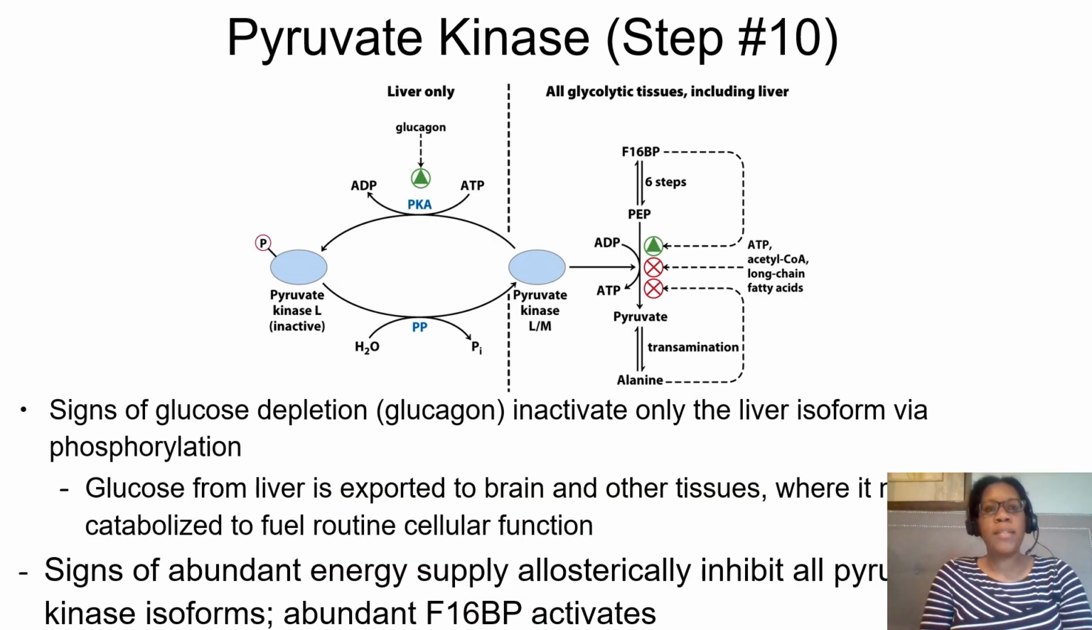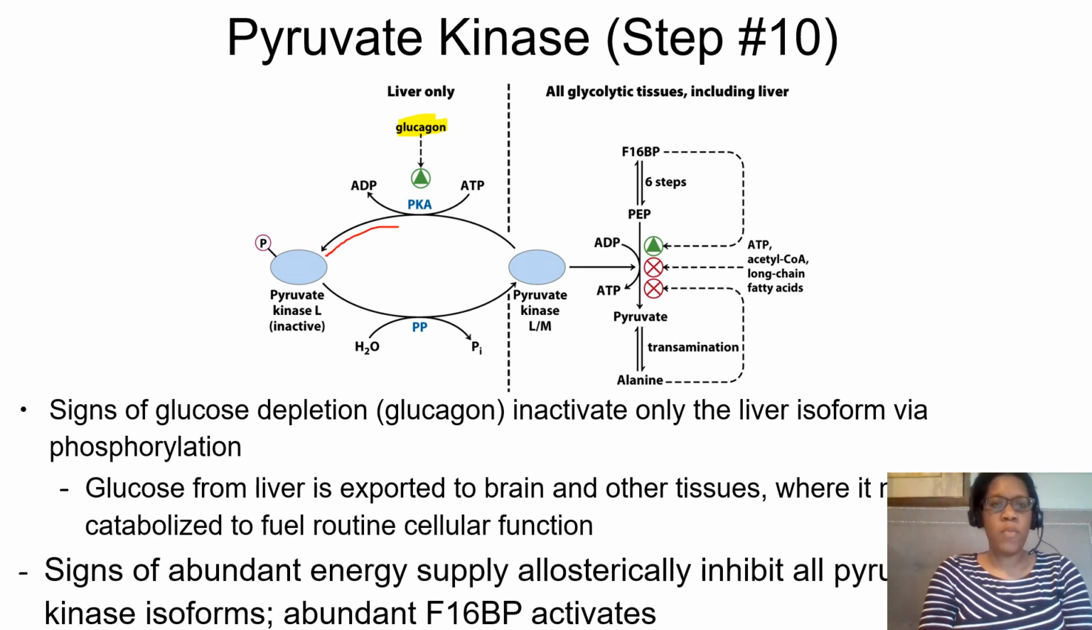Our last regulated step in glycolysis regulates pyruvate kinase. So we see here that in signs of glucose depletion, meaning there is a low concentration of glucose, our hormone glucagon gets released. So we release glucagon, and through a cascade of events similar to ones that we saw in chapter 12, PKA, protein kinase A, gets activated, and then it phosphorylates pyruvate kinase L.